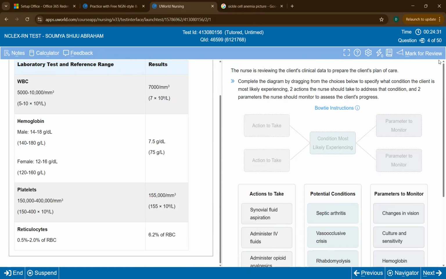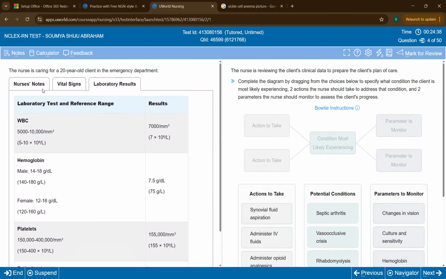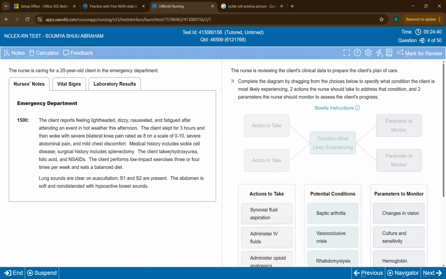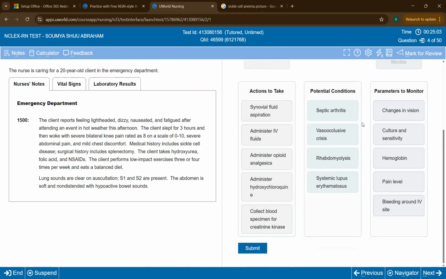So we can look again at the nurse's notes. What are the possible diagnoses here? It is the nurse's note only. The client has sickle cell disease and a splenectomy. When there is sickle cell anemia, there is a risk for vaso-occlusive crisis. We know that the sickled RBCs can occlude the blood flow and cause vaso-occlusive crisis. So we can correlate with the other options also.